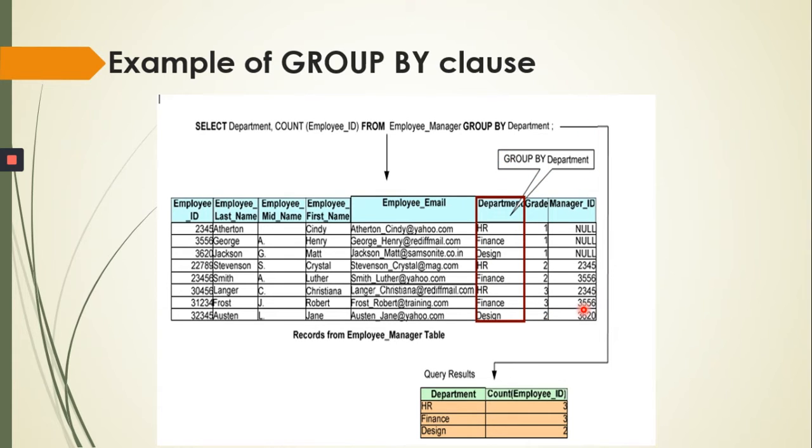Okay, so those who have a manager ID of null are not managers, and those who have a manager ID are the managers. So this is the table. Now we are applying group by on department. Select department, count employee ID from employee manager, group by department.